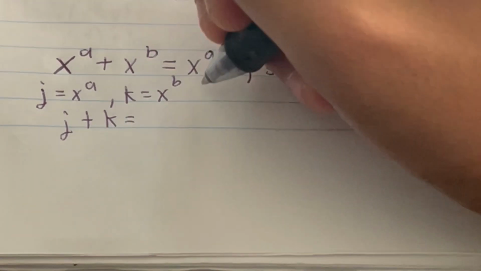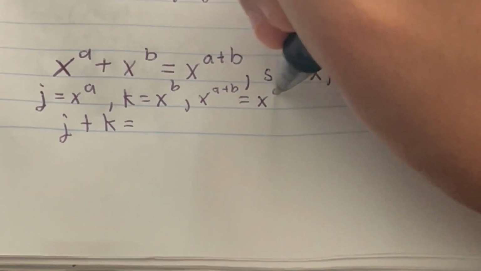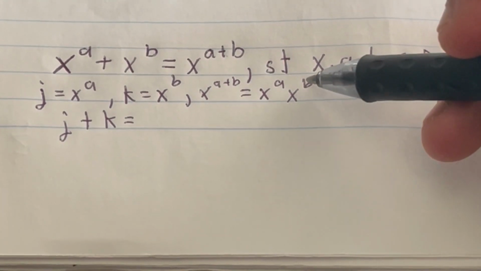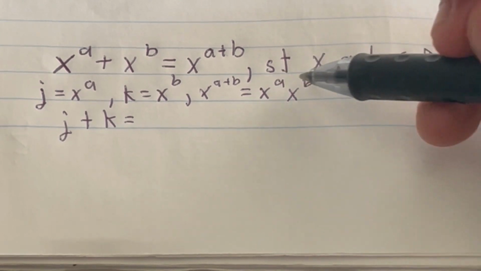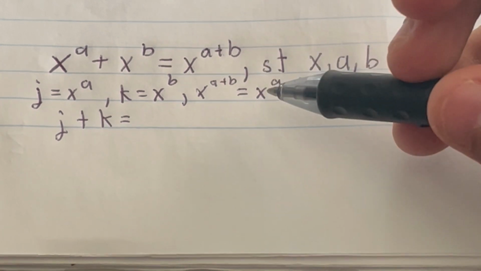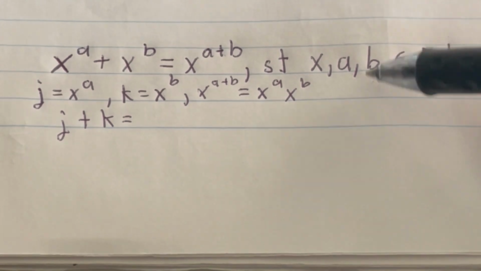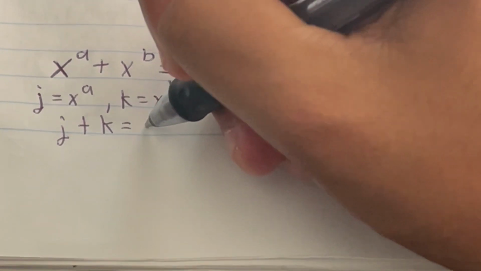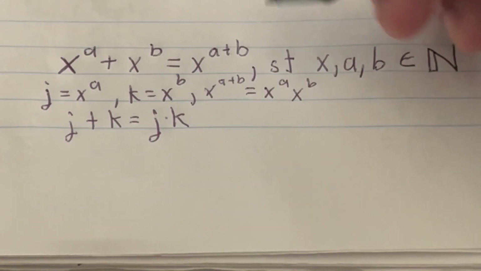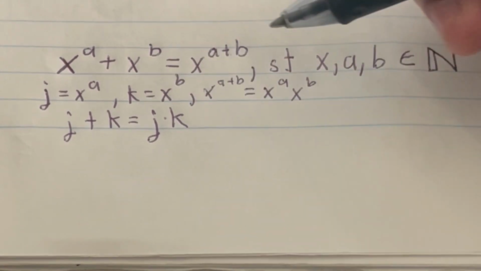x to the a plus b is just the same as x to the a times x to the b. This is a basic exponent property. When you have the same base and they're multiplied together, the exponents just get added together. So x to the a plus b equals x to the a times x to the b. And x to the a, as we said before, was j, and x to the b is k. So we can write it as j times k. So now we have simplified the equation from this to this: j plus k equals jk.